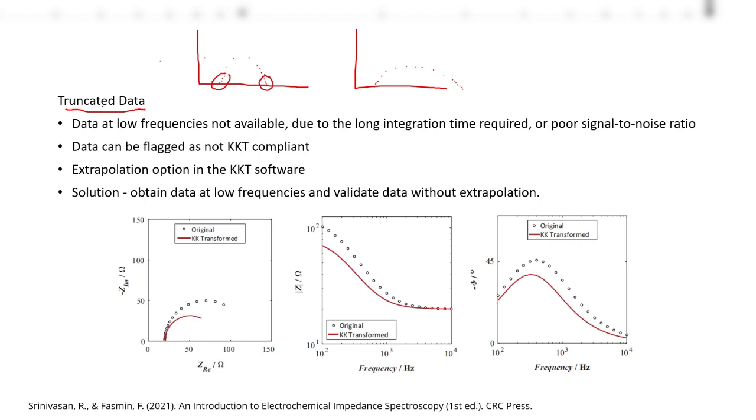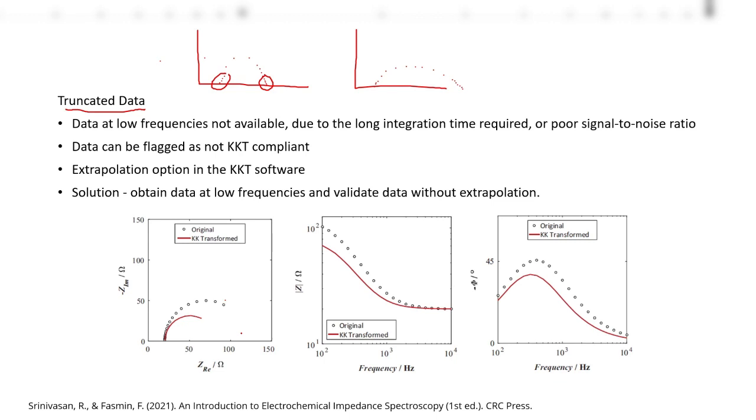So the first case was truncated data. Here you can see this is the Nyquist plot, and the open circles correspond to the experimental data. So what is happening in this case? I have told you I get data from high frequency to low frequency. So here at low frequency, I am not having enough data points.